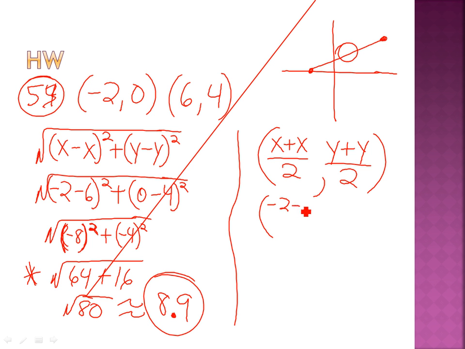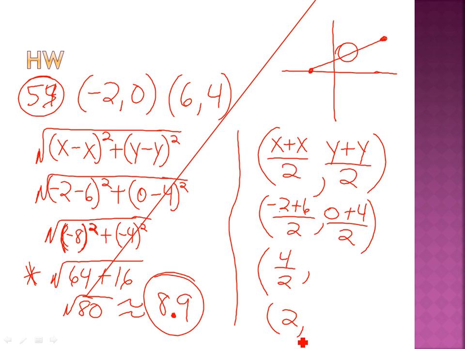-2, -2 plus 6 divided by 2. What's the y coordinates? 0, divided by 2. What is -2 plus 6? 4. Still divided by 2. What is 4 divided by 2? 2. So that's the first half of our answer. What's 0 plus 4? 4, divided by 2. 2. Oops. Sorry, let's do it.